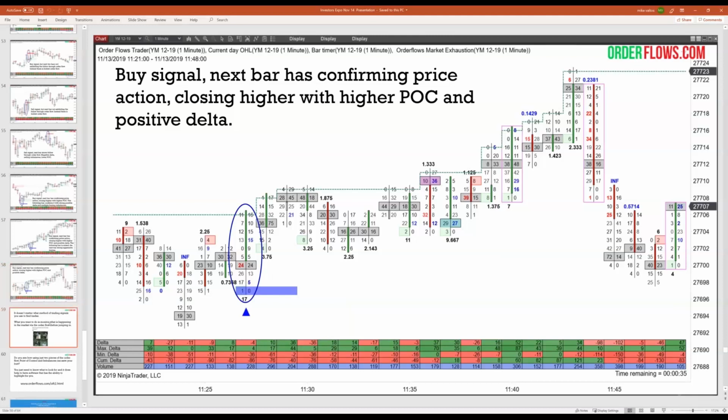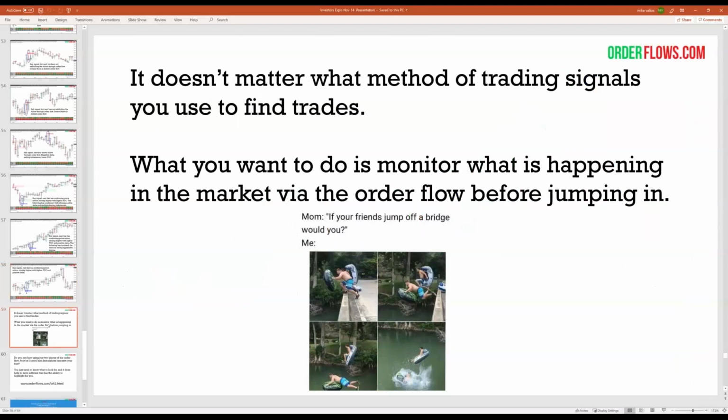So again, it doesn't matter what method of trading signals you use to find trades. What you want to do is monitor what's happening in the market via the order flow before jumping in, right? You don't just jump in with both hands saying, oh, I got a buy signal, I got to get long. No, wait for the order flow to come in to say, hey, now's the time to get long, okay?